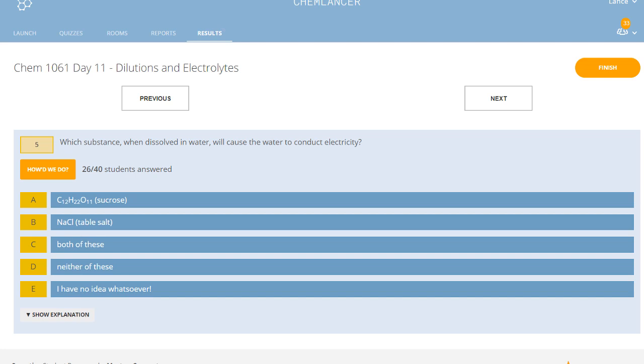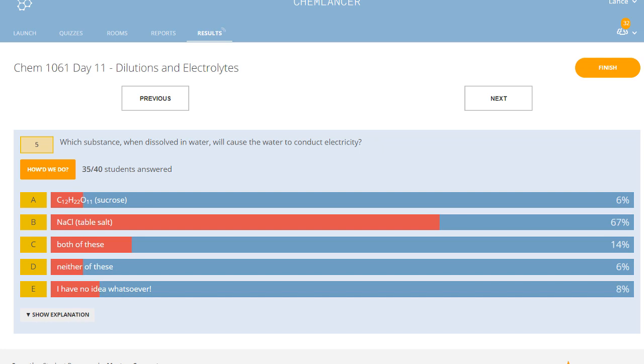And we'll come back here to your choices. We still have about 10 of you that need to get your answers locked in. So make your guesses. Which substance, when dissolved in water, will cause the water to conduct electricity? We'll count down. 5, 4, 3, 2, 1. And it looks like we're kind of all over the place here.